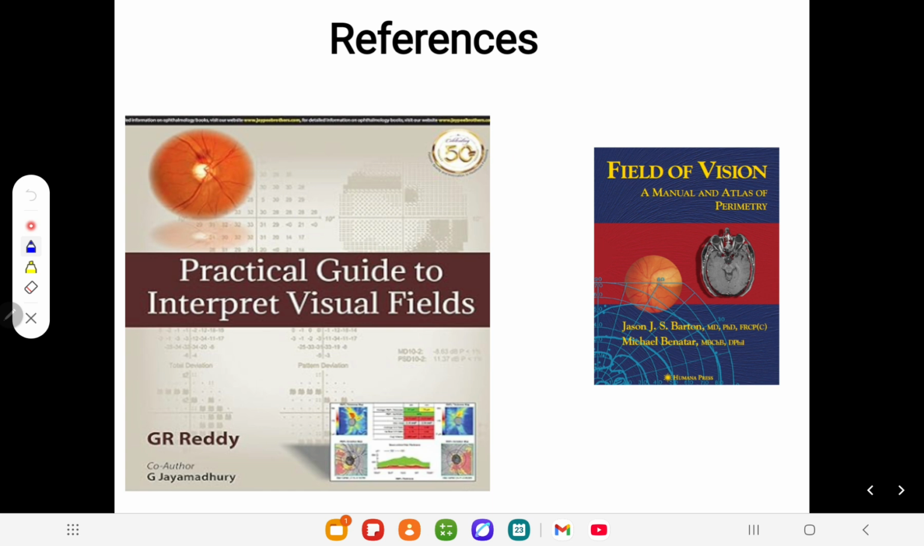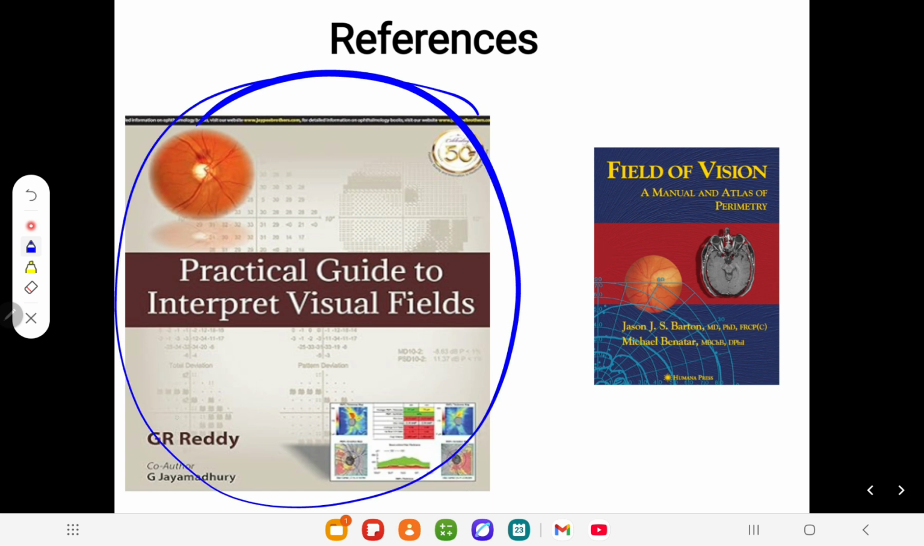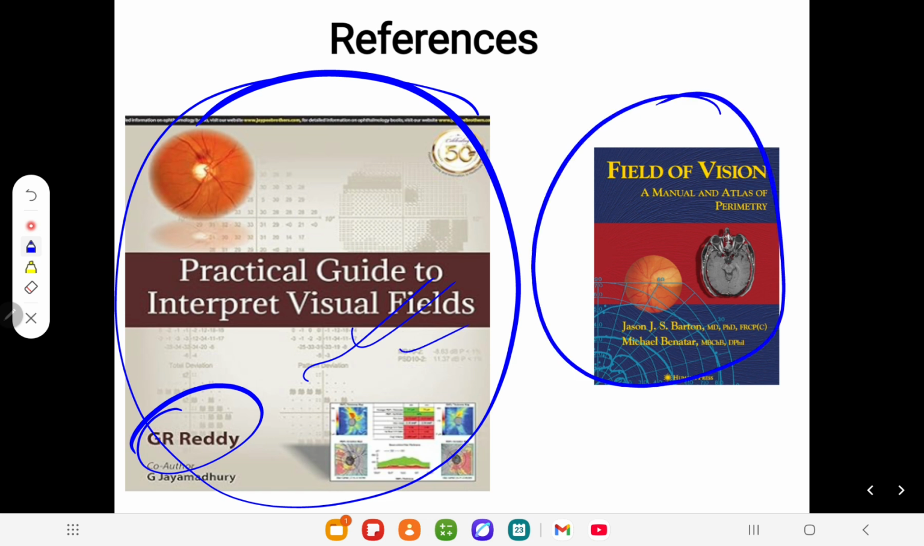Okay, so with that we finish today's presentation. This is gold. Just pick that book and read. Okay, fine, this is very good and this is very good. Okay, this is done.